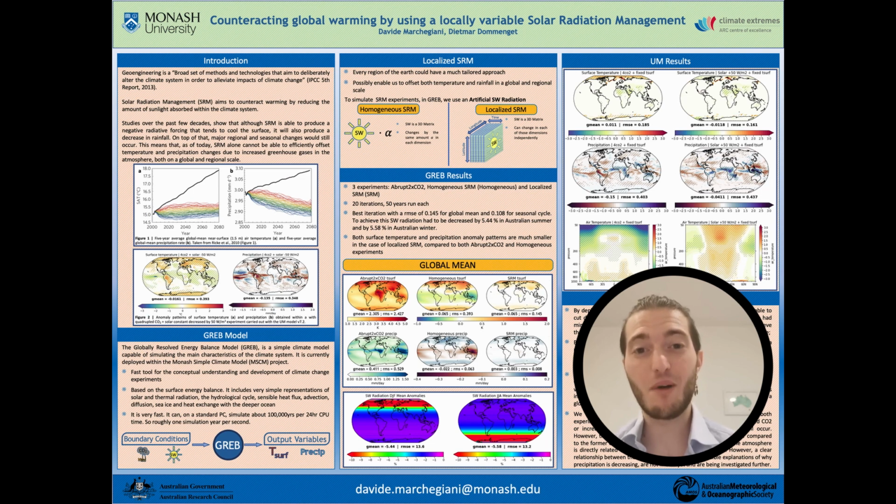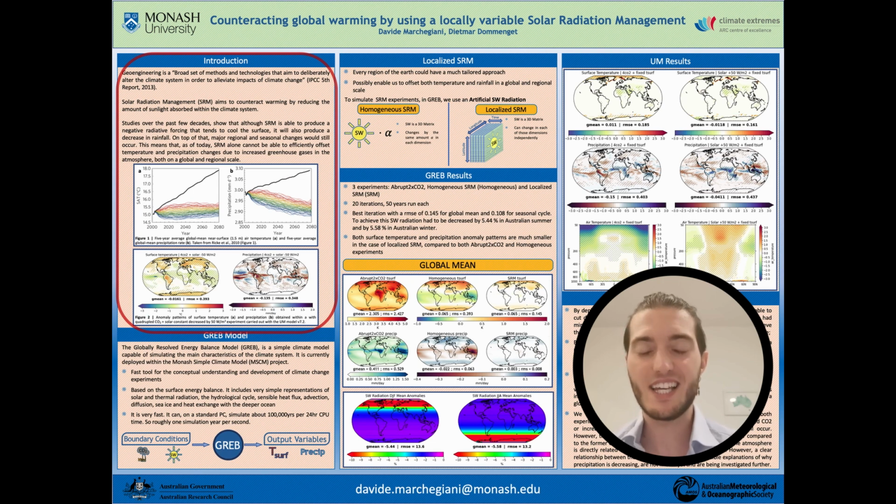Today I would like to talk about counteracting global warming by using a locally variable solar radiation management. Alright, what is solar radiation management? It is basically a branch of geoengineering and it aims to counteract global warming by reducing the amount of sunlight absorbed within the climate system.